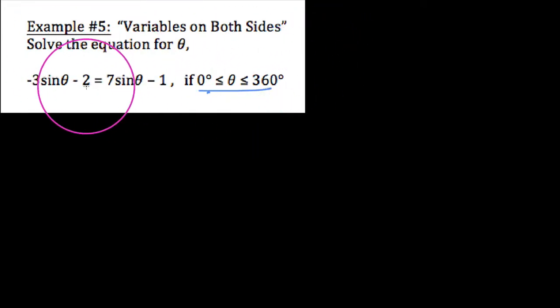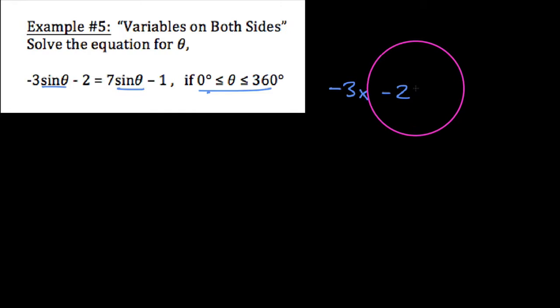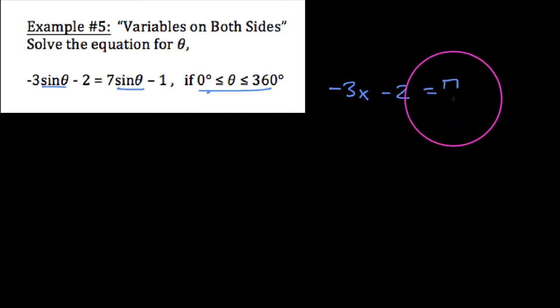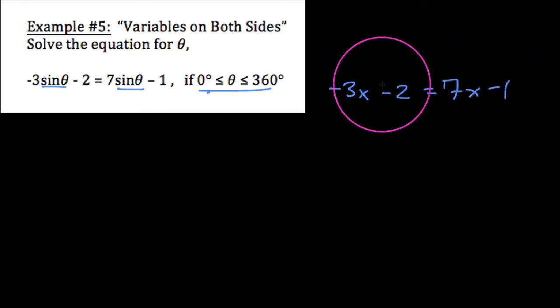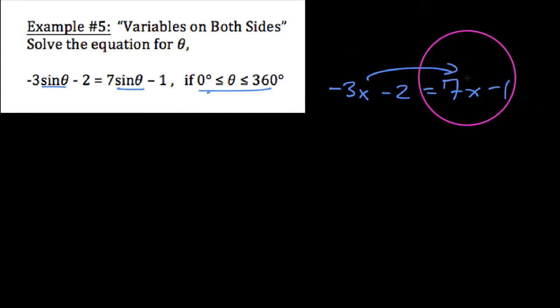Recall that when you solve a trig equation, you have to isolate the trig function. We have both a sine theta on the left and on the right. So we are going to treat this much the same way we would treat something like this. If I had negative 3x minus 2 equals 7x minus 1, we would be moving some of the x's over to the other side to get them on one side and then isolating them. We're going to treat this the exact same way.